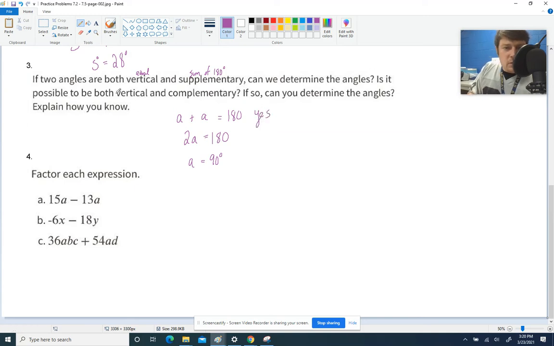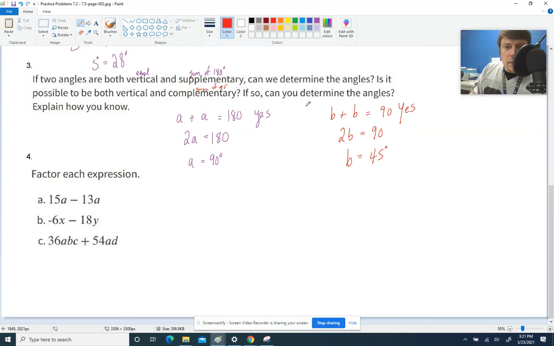Is it possible to be both vertical and complementary? Okay, vertical means equal again. So vertical, let's call them B this time. B plus B. They're vertical, so they're equal to each other, but they are complementary this time, so they have a sum of 90 instead of 180. Is that possible? Well, 2B's equaling 90, we divide the 90 by 2. Each angle would just have to be 45. Yes, that could happen.